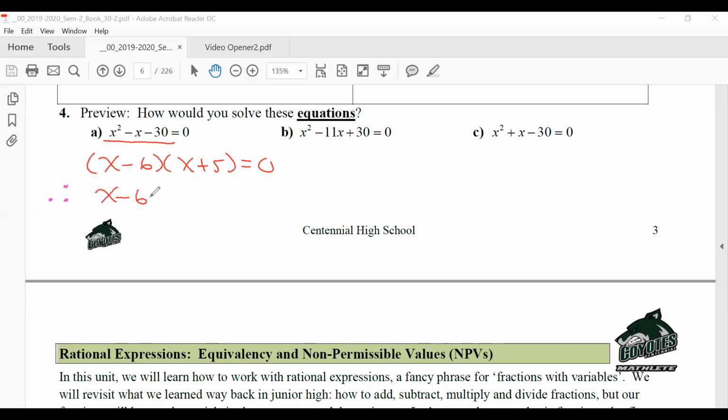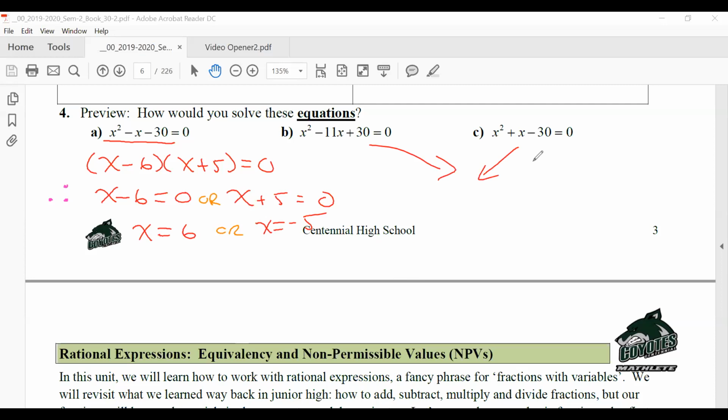So therefore, x minus 6 is equal to 0, or x plus 5 is equal to 0. Now, what we can do is solve. x is equal to 6, or x is equal to negative 5. So that's a bit of a preview into where we're going to be going with these things when we start solving. It'll be important actually in our very next lesson. So take some time, try and play around with these two things and solve them.